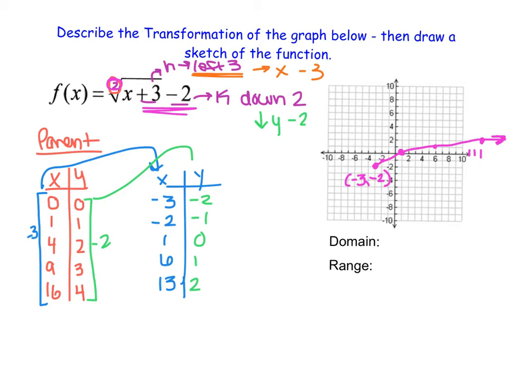Our domain, we can see that our x values here start at -3 and move to the right only. They do not move to the left. So our domain is x is greater than or equal to -3, because the only x values we use are -3 and greater. And then our y values are greater than or equal to -2, because we start here at -2 and our graph only goes up, it does not go down.